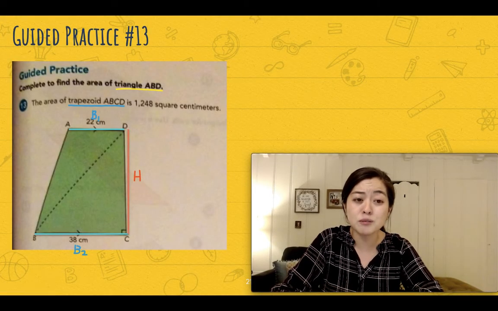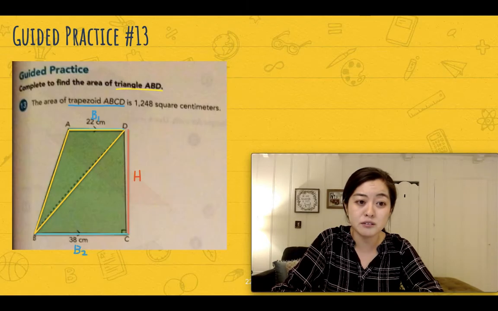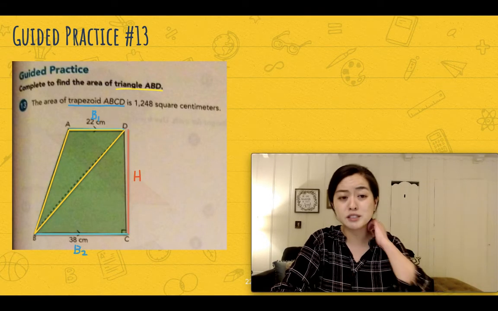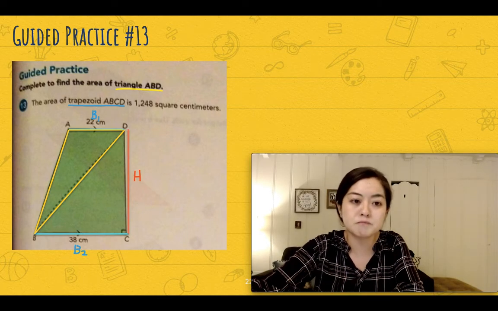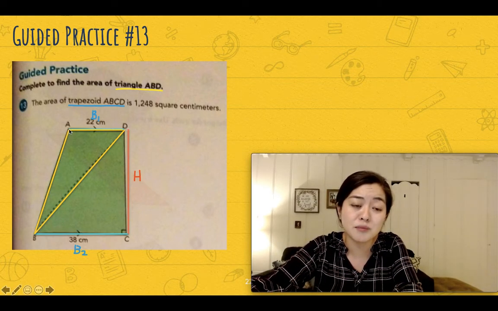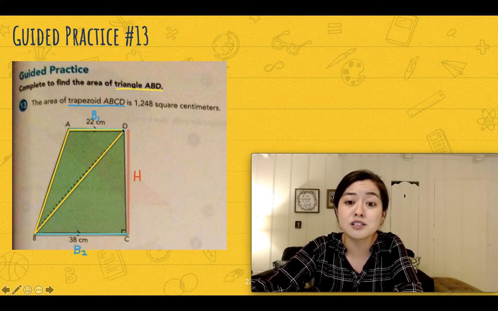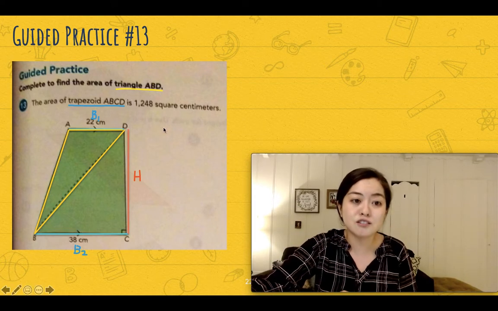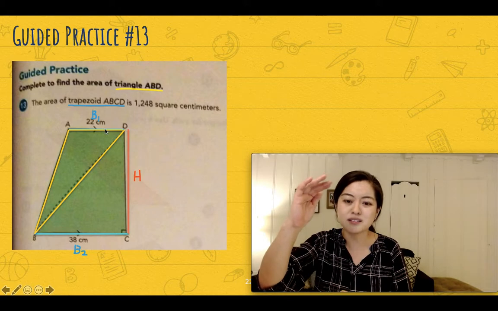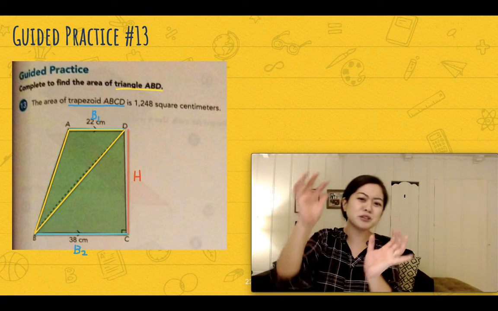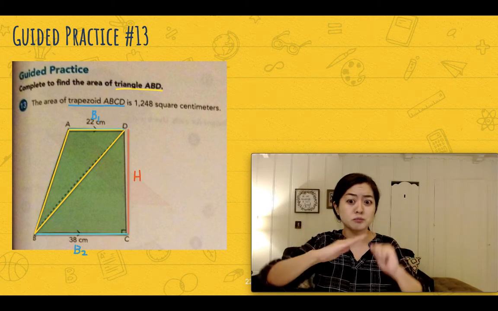Of triangle ABD. So I'm going to highlight my triangle ABD in yellow, just like I did in the example before. There's my triangle ABD. I noticed that in my triangle ABD, this side of my triangle shares the same base as my trapezoid. So I'm going to assign this as my base of my triangle. And because this base here is drawn at the top instead of on the floor, I'm going to manipulate my image so my triangle's base is on the floor.